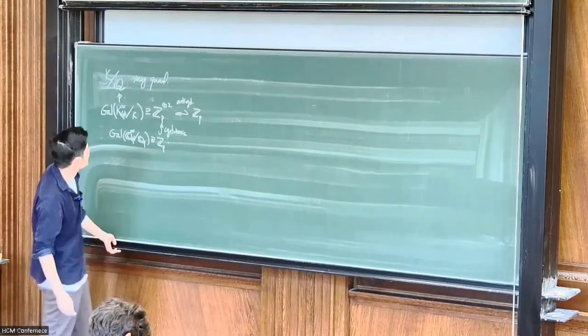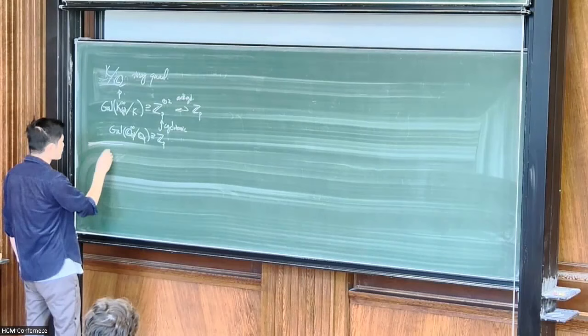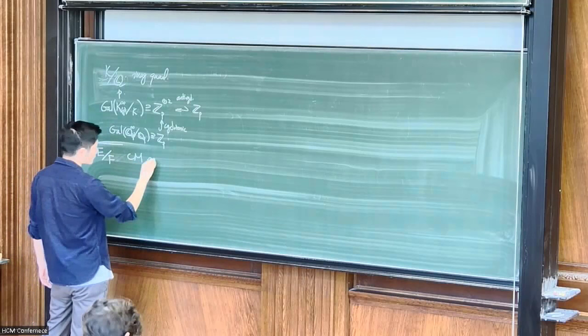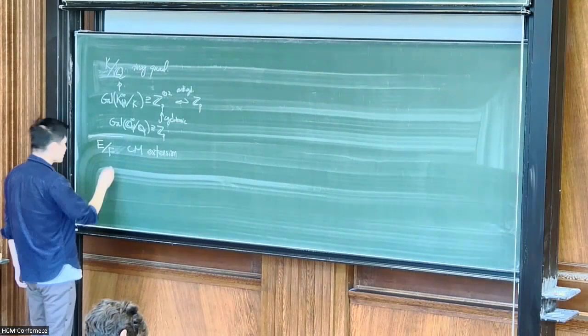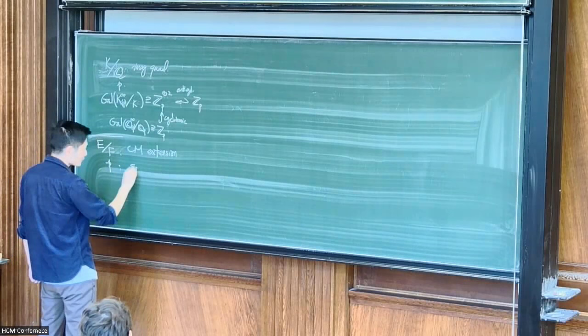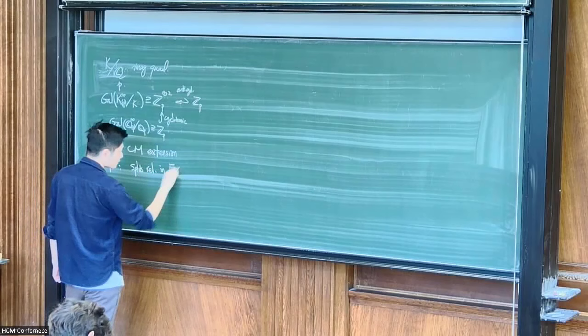So in this talk, we're going to consider a slightly more general situation. We fix a CM extension of number fields, so F is a totally real number field and E is a totally imaginary quadratic extension of F. I'm going to fix a prime p, which could be two, that splits completely in E over F. This means every p-adic place of F splits in E.